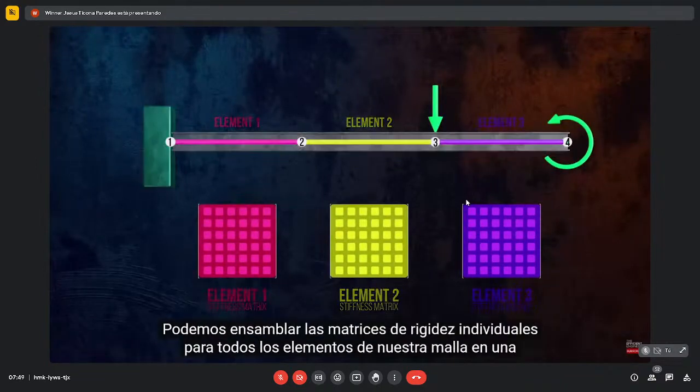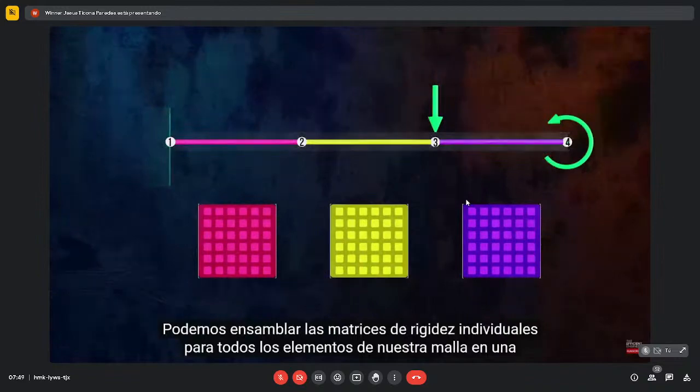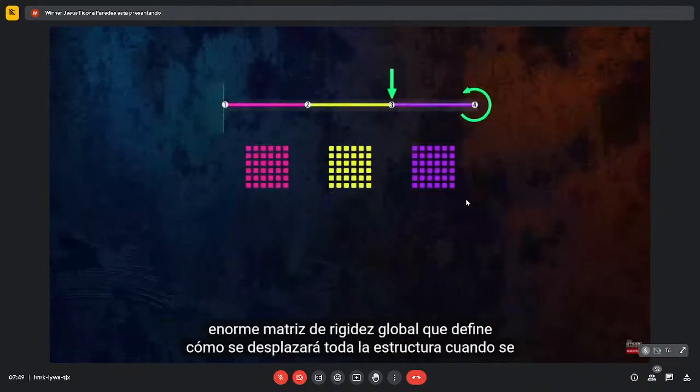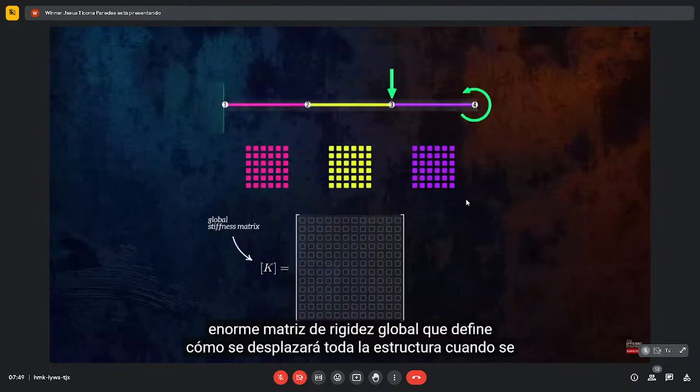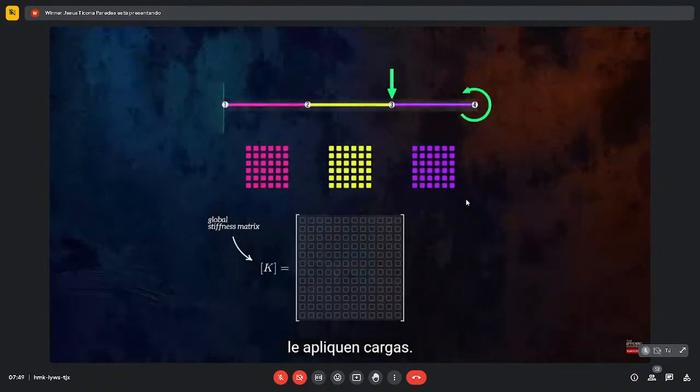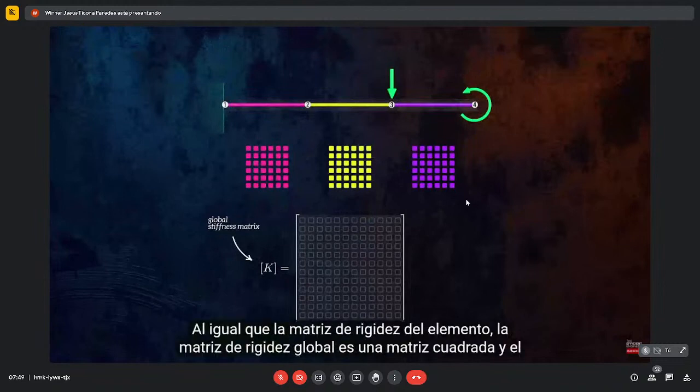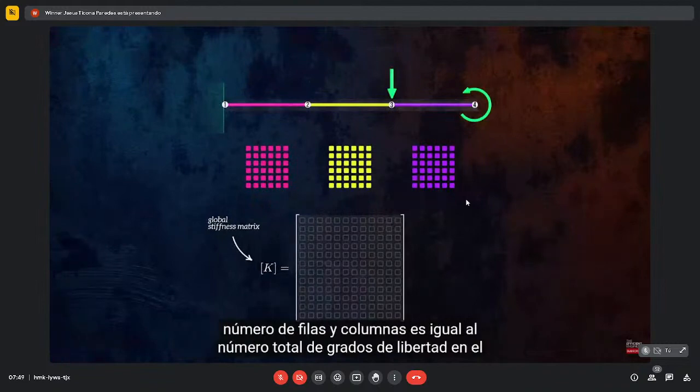We can assemble the individual stiffness matrices for all of the elements in our mesh into a huge global stiffness matrix that defines how the entire structure will displace when loads are applied to it. Like the element stiffness matrix, the global stiffness matrix is a square matrix, and the number of rows and columns is equal to the total number of degrees of freedom in the model.